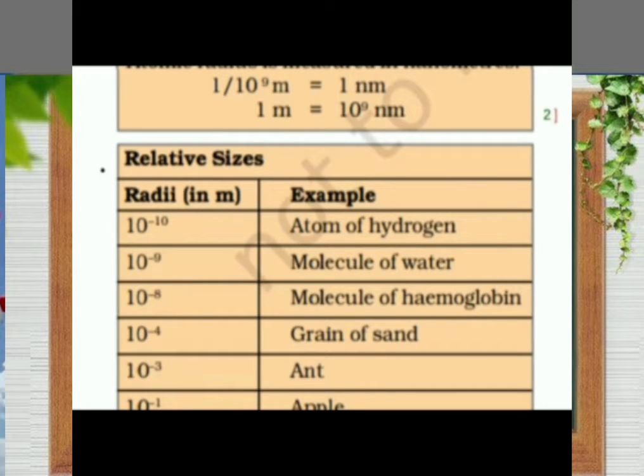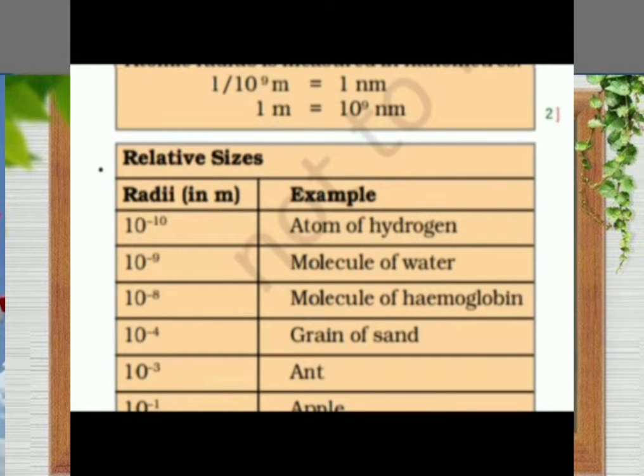Here, the radius of a hydrogen atom is 10 raised to minus 10. Molecules of water, 10 raised to minus 9. Molecules of hemoglobin, 10 raised to minus 8. A grain of sand, 10 raised to minus 4. An ant, 10 raised to minus 3. An apple, 10 raised to minus 1.